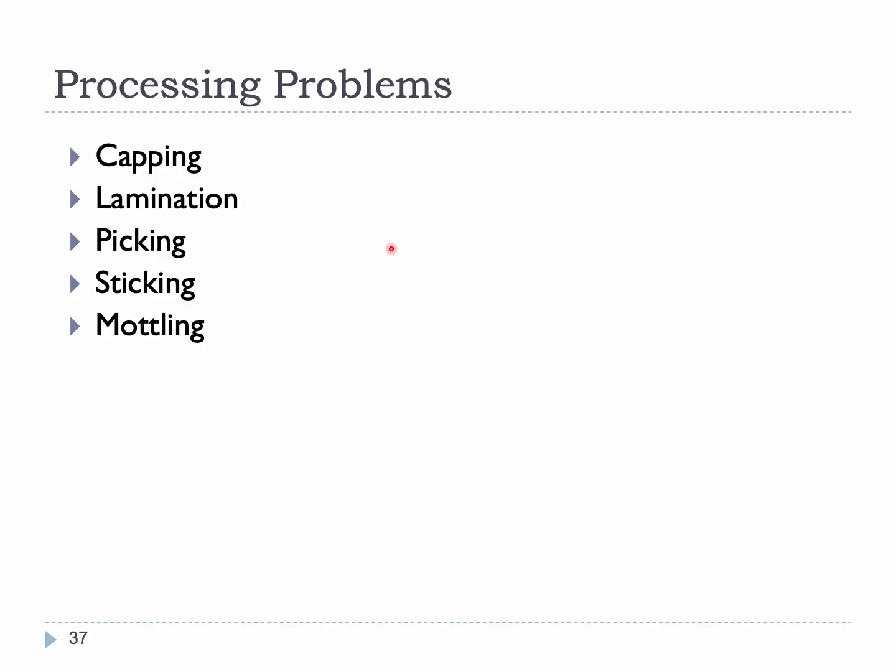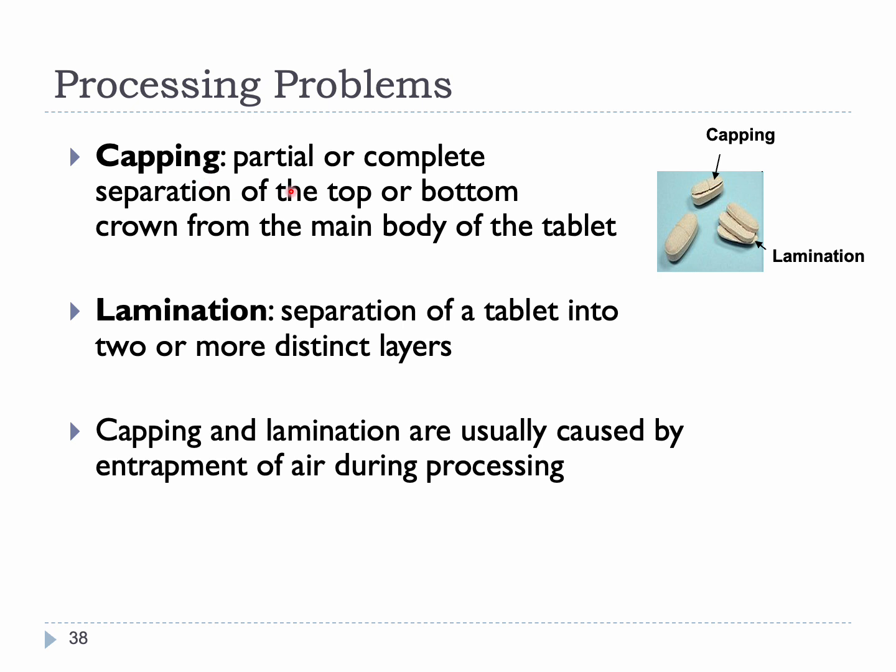In making tablets, there are several possible problems that can occur during the process of tablet making. They can be capping, lamination, picking, sticking, or mottling. Capping happens when there is partial or complete separation of the top or bottom crown from the main body of the tablet. This is what capping is.